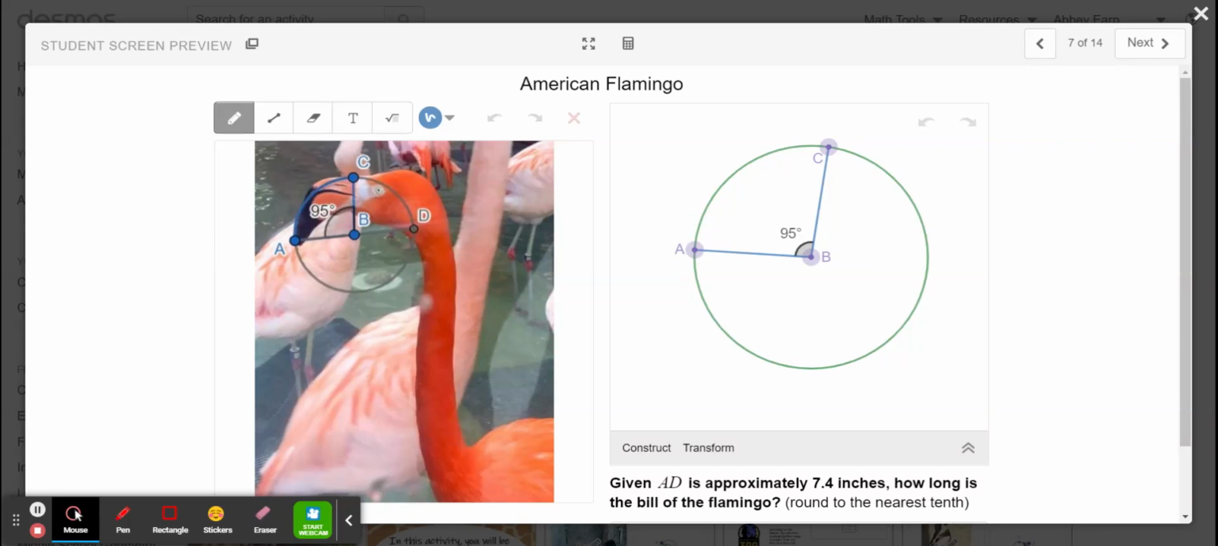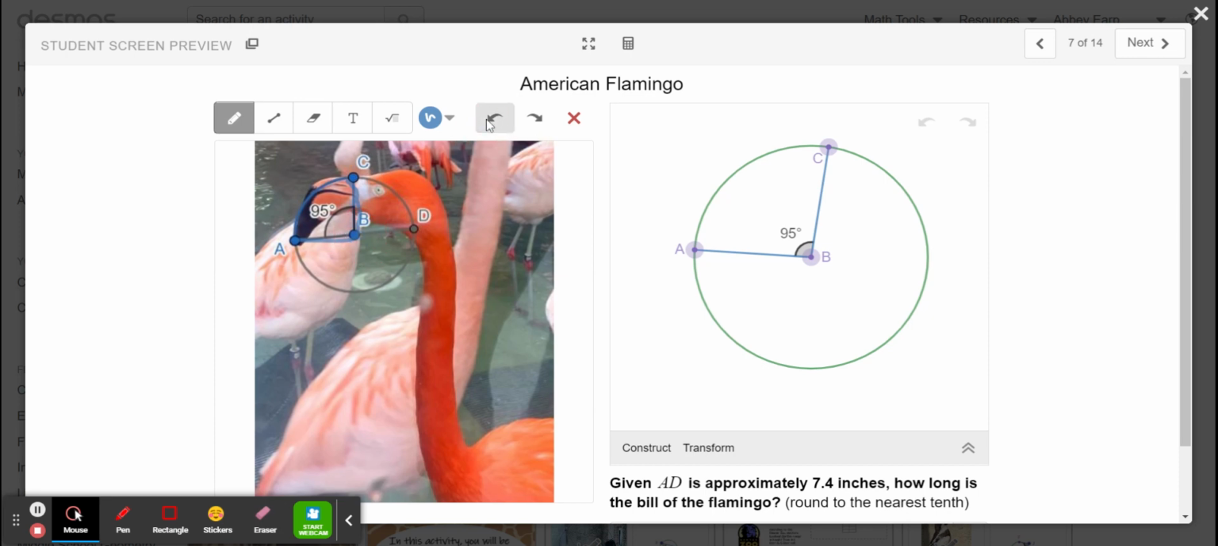Right, so on slide 7, we are looking at the American flamingo. We are given that the angle ABC is 95 degrees. What type of angle is angle ABC? Is it a central angle, an inscribed angle, or a circumscribed angle? It's a central angle because angle ABC goes through the center of the circle.